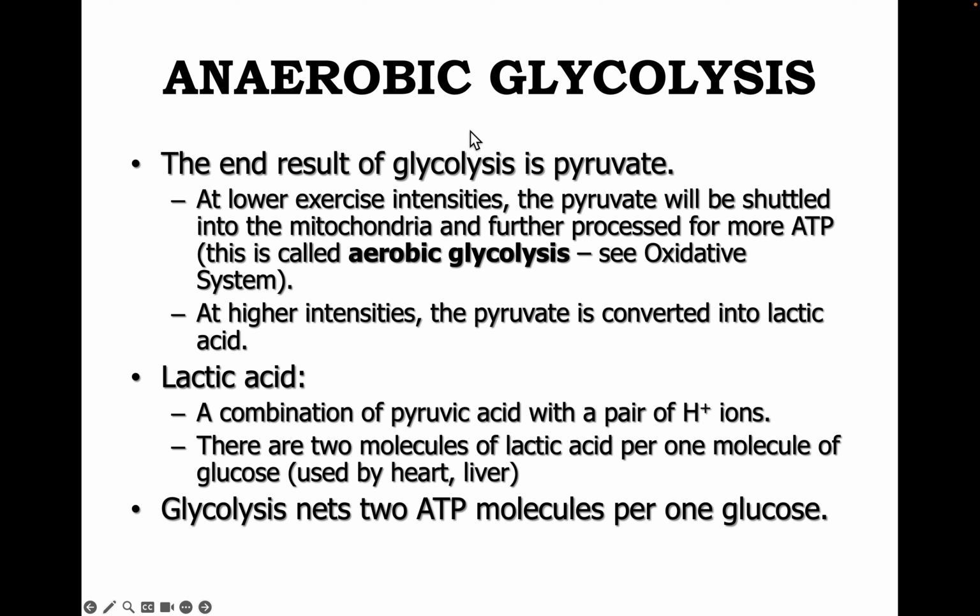With the end result of anaerobic glycolysis being pyruvate, this pyruvate can be used two different ways. With lower intensity exercise, think like an easy walk, or maybe doing household chores, this pyruvate will be shuttled into the mitochondria in the muscle cell and further processed for more ATP. This is called aerobic glycolysis, and it's used in the oxidative energy system. Now, at higher intensity levels, essentially we have a buildup of pyruvate in the muscle cell.